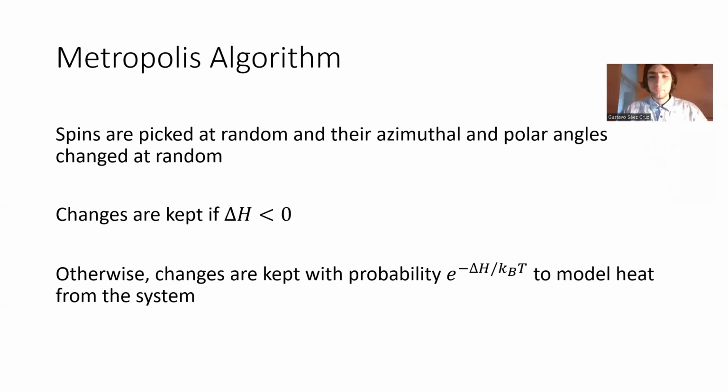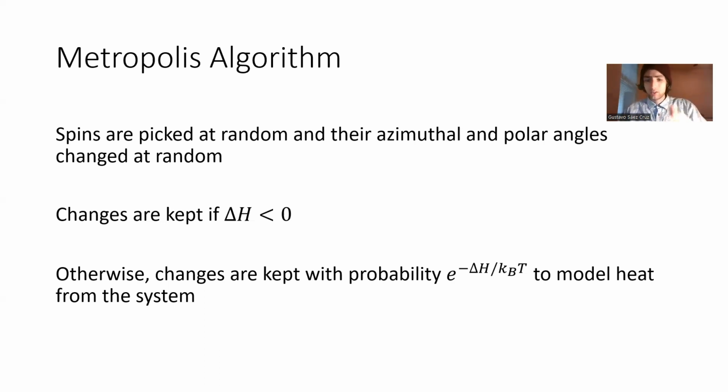You pick a spin at random and change its polar or azimuthal angles at random, and then you calculate the delta H, which is the change in energy. If that change in energy is less than zero, that means you decreased the energy, so you keep that change, you don't throw it away. If the change is greater than zero, however, you keep the change, but with a probability given on the slide that is due to thermal energy from the surrounding spins. There could be heat in the system that gives the spin enough energy to maintain that change.